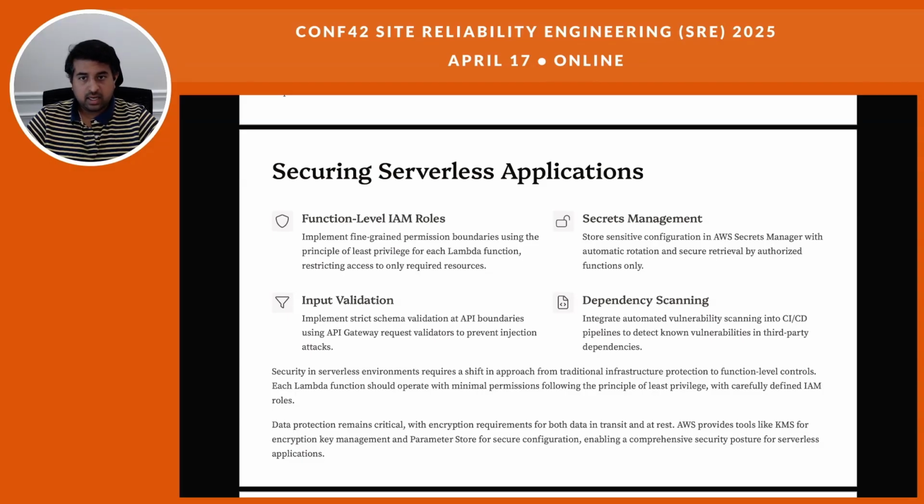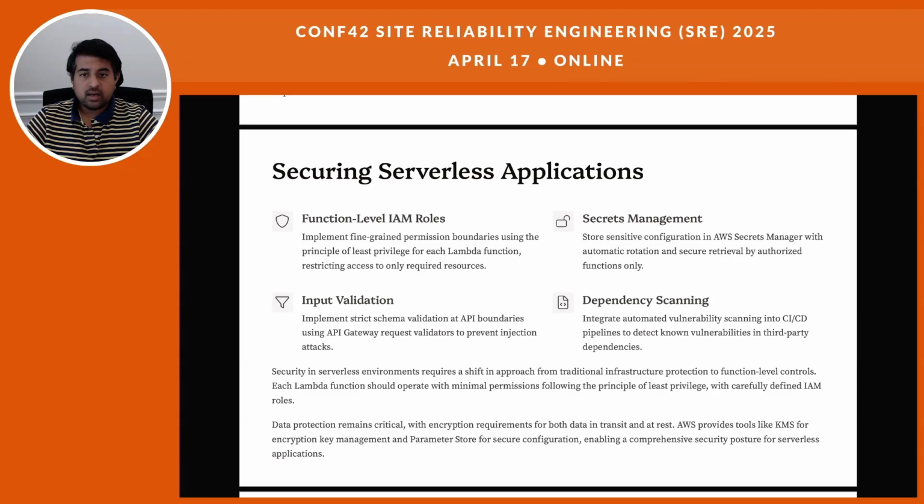Dependency scanning. Integrate automated vulnerability scanning into CI/CD pipelines to detect known vulnerabilities in third-party dependencies. Dependency scanning reduces the risk of exploiting known vulnerabilities by 25 to 35%. Implementing software composition analysis, SCA, tools in CI/CD pipelines reduces the time to identify and remediate vulnerabilities.